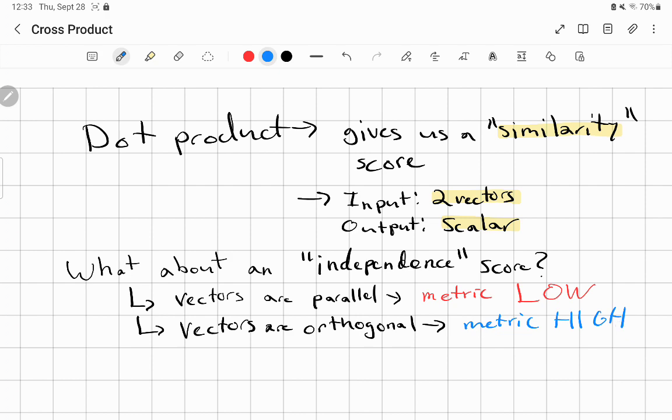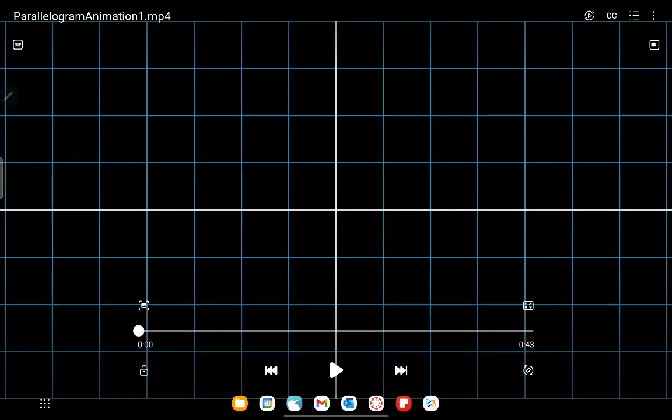Well, how do we do this? I want you to think a little bit about how you can find a score like this, and then I'm going to show you guys an animation which will hopefully clear things.